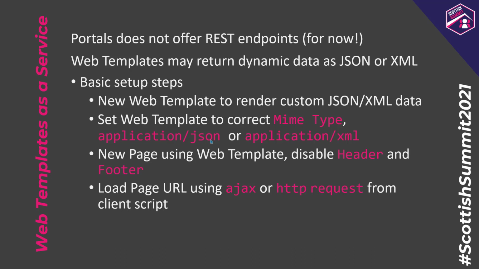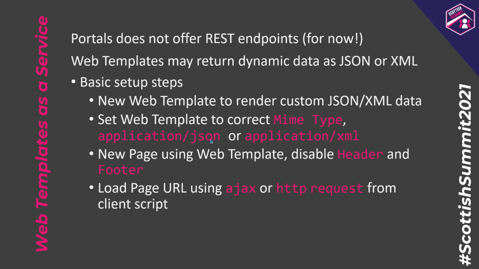For the examples we're talking about, we're going to talk about JSON and XML. Second, you set up a web template and you serve up this new Liquid-generated data structure, JSON, XML, whatever it is. And you have to set the MIME type. That's the kicker, so that the portal knows to spit back the appropriate MIME type when rendering the result. Then you create a new page with a page template that uses your web template.